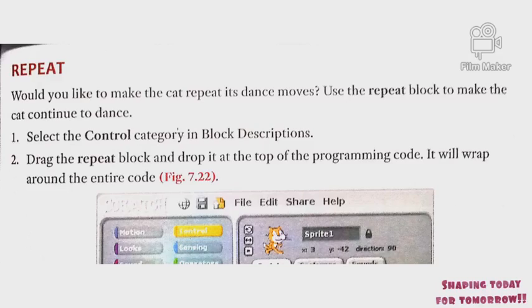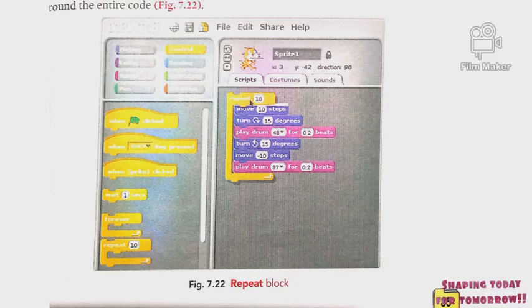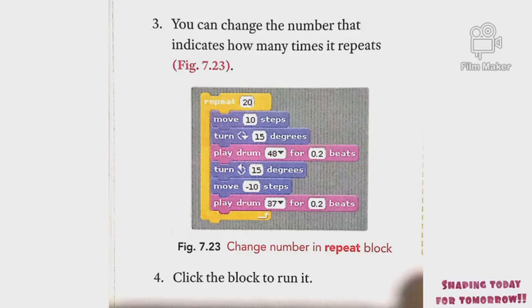So students, it will cover all our programming code. It will wrap it. So students, let's see figure 7.22 for this repeat block. This is how our programming code will look. As you can see in purple and pink color, and in the yellow color, this is how you have to place the repeat block on top of our programming code. If you put it on top of our programming code, what will happen? It will wrap it till the end. Okay, let's see point number 3.